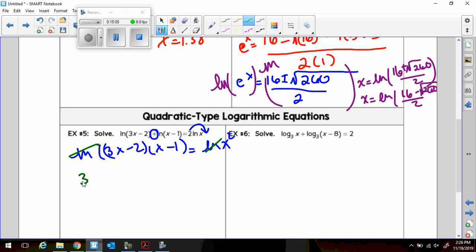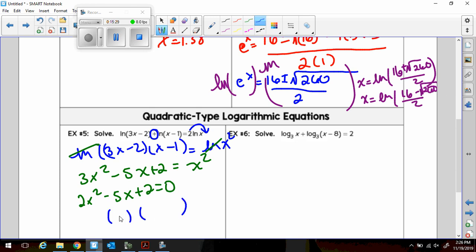So this is 3x squared minus 5x plus 2 equals x squared. Move your x squared to this side, so you get 2x squared minus 5x plus 2 equals 0. And then I'm going to have to factor this because I have a quadratic. I know one's going to be 2x and then one's going to be x. The factors of 2 are 1 and 2. I'm going to try this one, but I need to get -5.